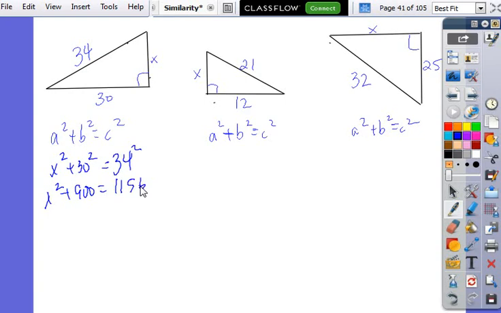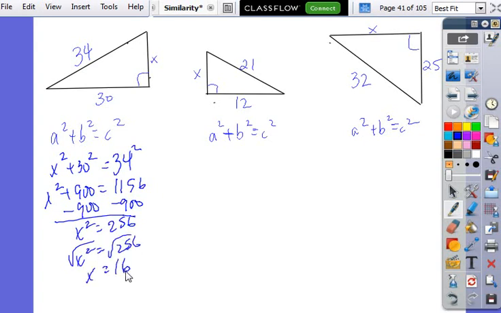All right, minus the 900. Notice on this one we're having to subtract. The last one we didn't have to subtract. If it gives you the hypotenuse, you're going to have to subtract somewhere. Square root of 256. Is that 16? All right, give me those other two. It's going to follow that same process right there.